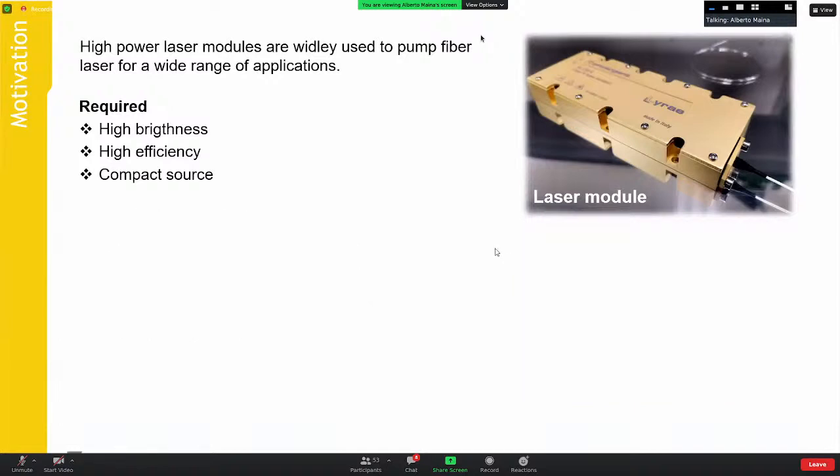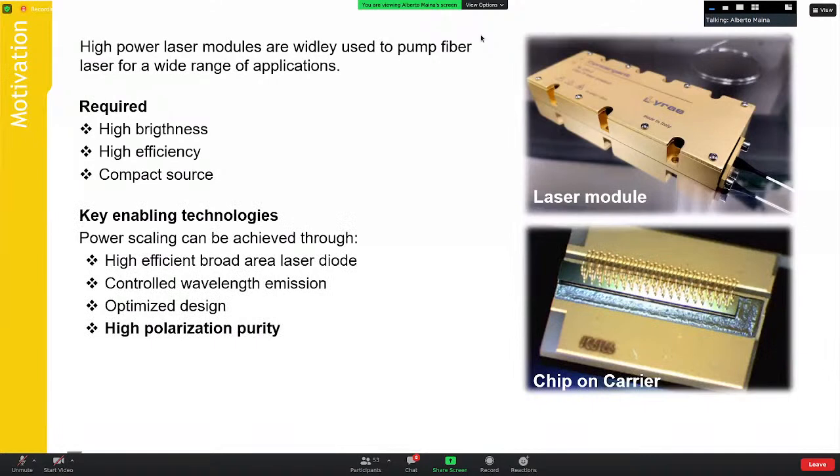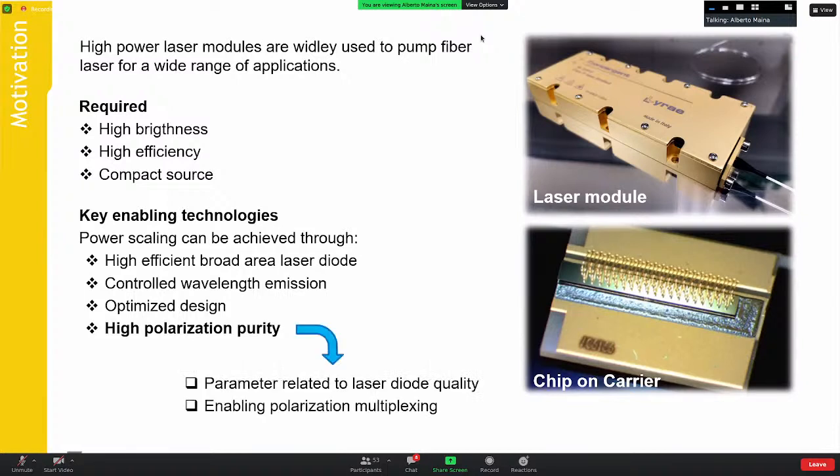Nowadays, high-power laser modules are widely used to pump fiber lasers for a wide range of applications. High brightness, high efficiency, and compact laser sources are required. So some key technologies have to be developed. Power scaling, in fact, can be achieved through high-efficiency broad area lasers, which permit to obtain a controlled wavelength emission through an optimized design. Moreover, the control of polarization purity is important. It's a key parameter related to the beam and device quality and enables polarization multiplexing.